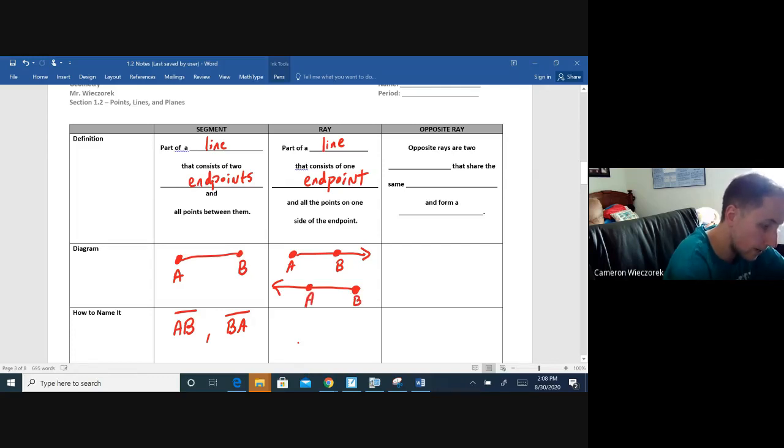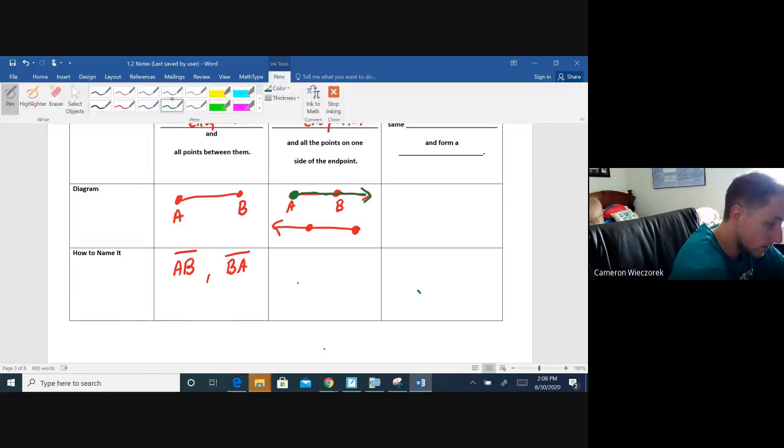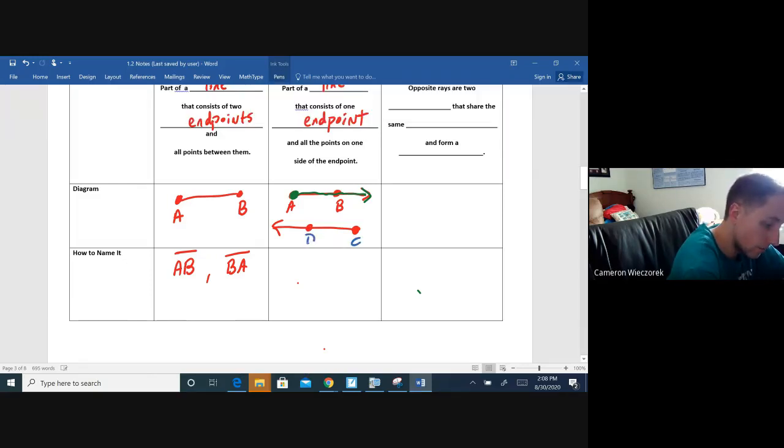So in the first diagram that I'm drawing, it starts at point A and then it goes forever in the direction of point B. So the way I would name the one in green, actually, let me use different letters for the bottom one so it doesn't get confusing. Let's use C and D for this one.